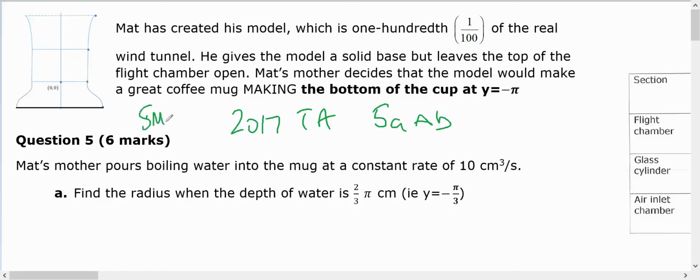Specialist Maths. It's the 2017 Tech Allowed Integration SAC, question 5A and B, explained. Okay, so we have this situation where this is our flight tunnel, there is the x-axis, and there is the y-axis. So the bit down the bottom, which is the inverse cosine, is determined for y values going from minus pi to 0.